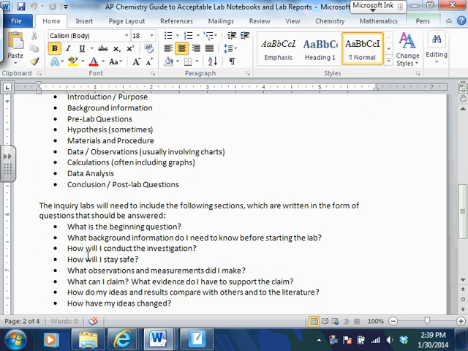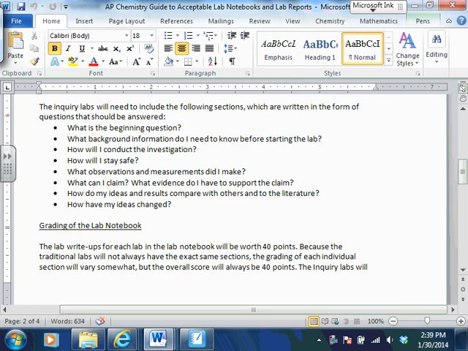So let's talk about what we have written up and what we still need to. We did the beginning question, background information, conduct the investigation, how will I stay safe. I think we talked about all that stuff in class. So you should have your procedure written at this point. Observations and measurements, not really a lot there, other than maybe a little paragraph on what you observed as you made the different solutions. The observation measurement section, just give me a few sentences, and that doesn't need to be much at all, just so we have the section.